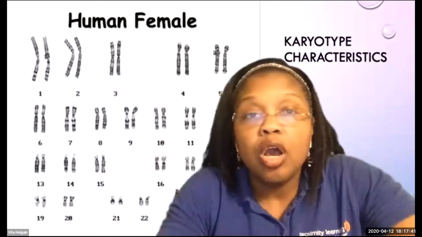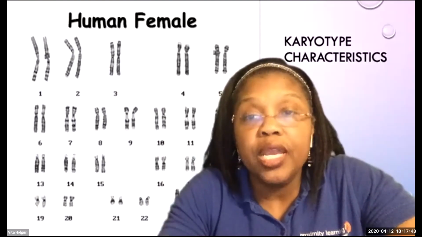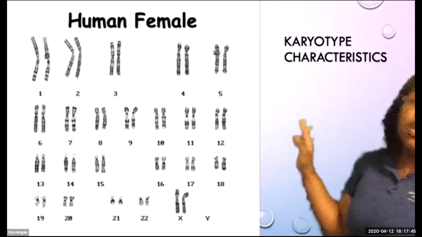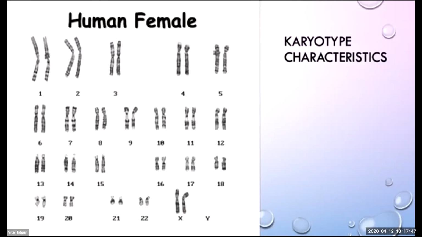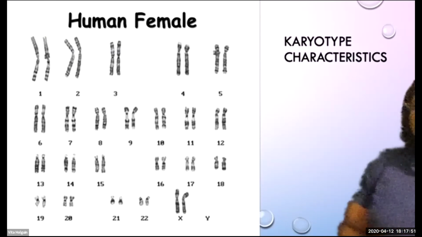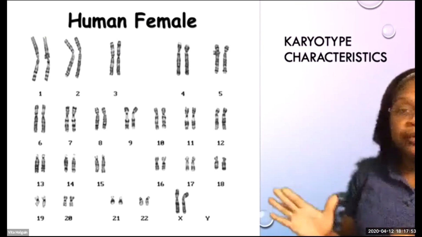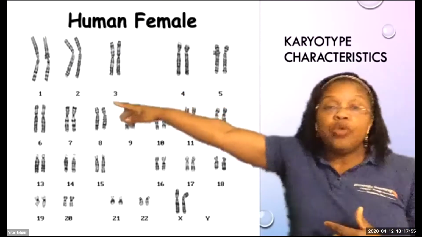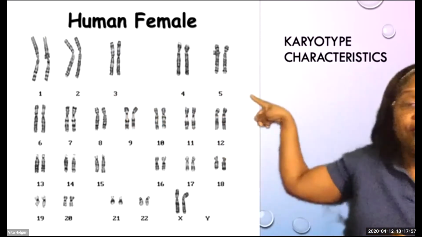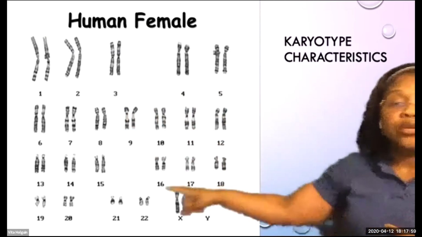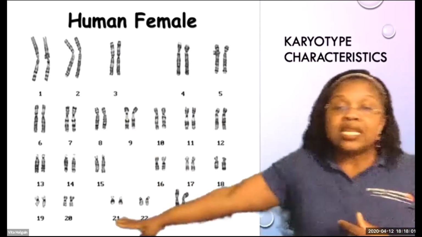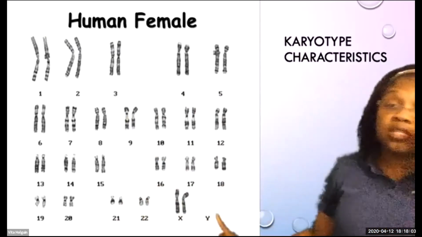All right, so how do I read a karyotype? Well, here is a normal female karyotype. So first thing I want you to notice is the way it's set up. All karyotypes have a similar setup. Notice that you have it numbered 1 to 5, 6 to 12, 13 to 18, 19 to 22, and then you have an X and a Y.